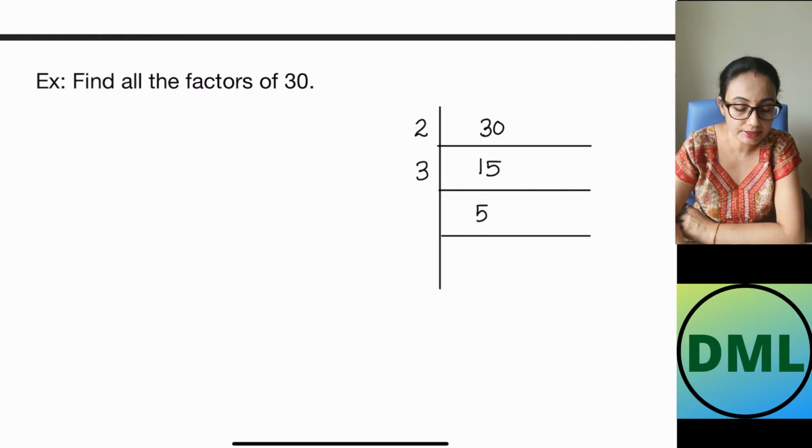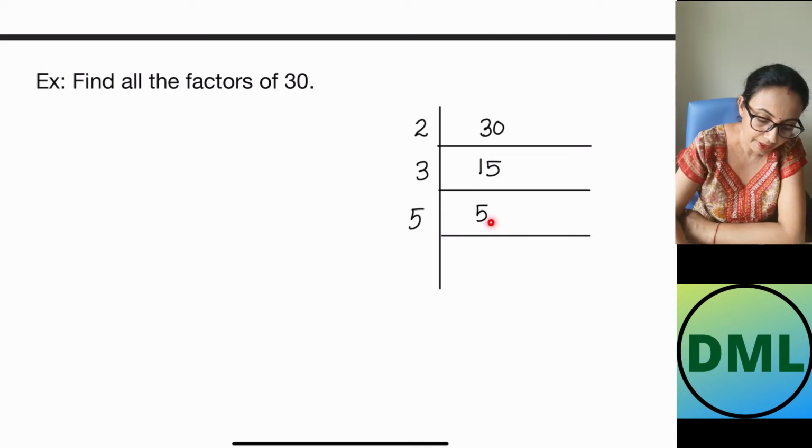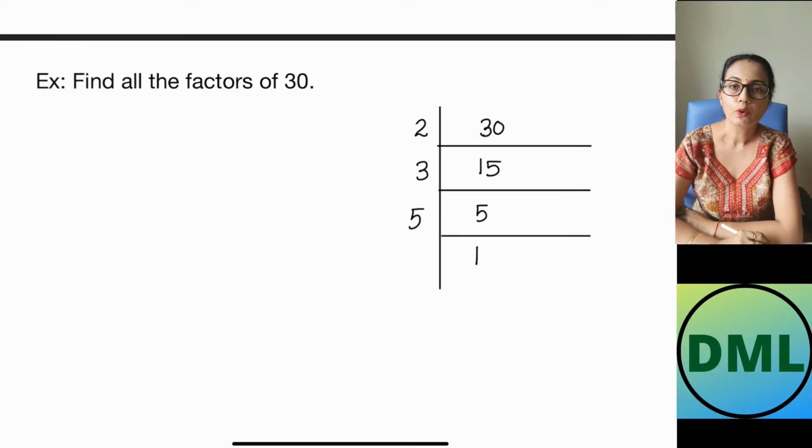Minimum odd number is 3. Is 5 divisible by 3? No, right? So we have to go to the next odd number. Next odd number is 5. So 5 is divisible by 5. So let's write down 5 here. 5 divided by 5 is 1. So you will reach 1.